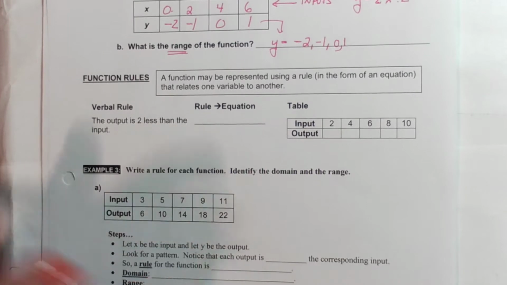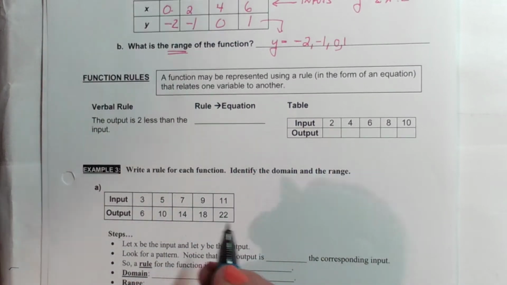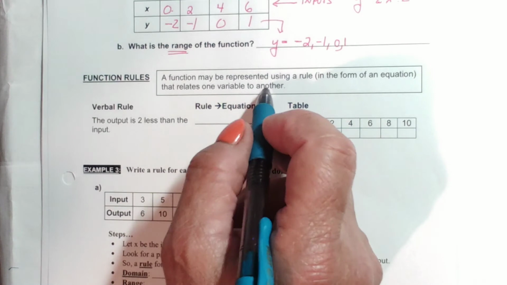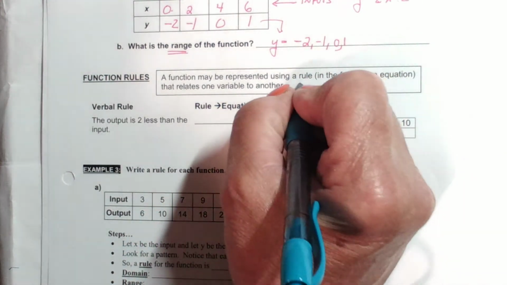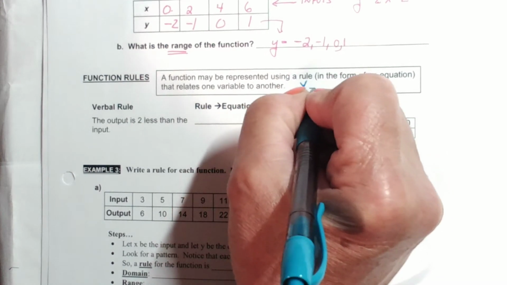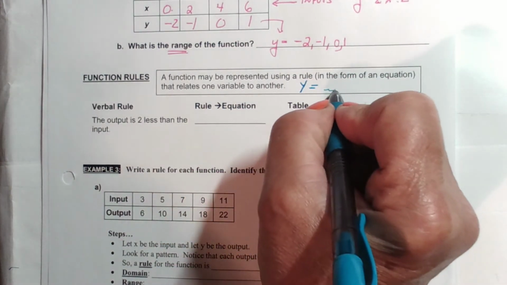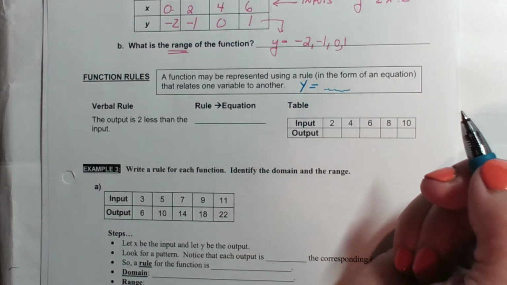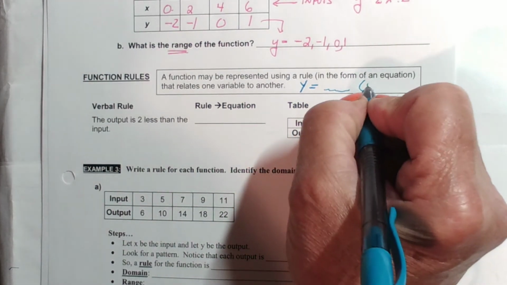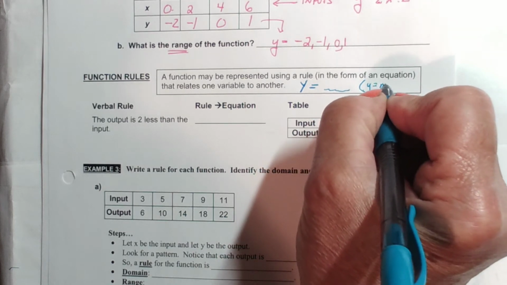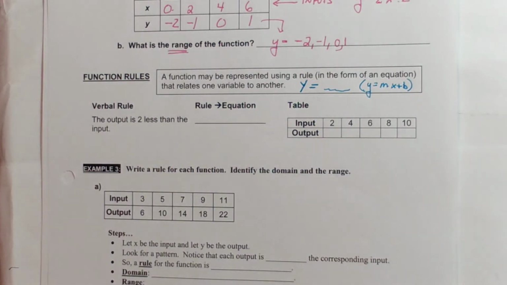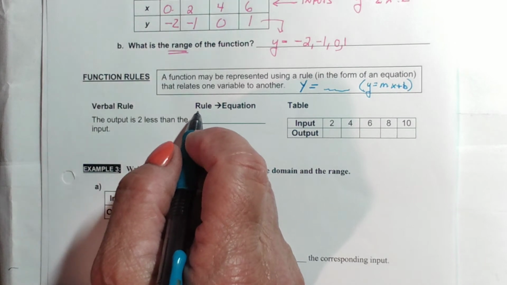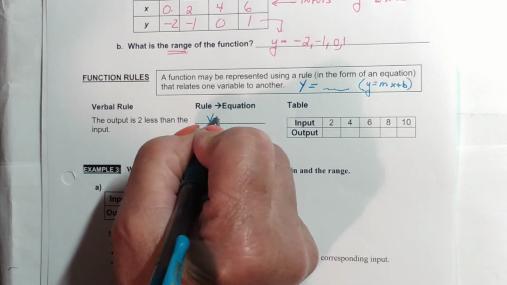Now we're going to talk about function rules. A function may be represented using a rule. And the rule is always going to be y equals something. And if you remember the equation of a line, y equals mx plus b, that will help you. So we want to write a rule, and our rule is always going to be y equals.